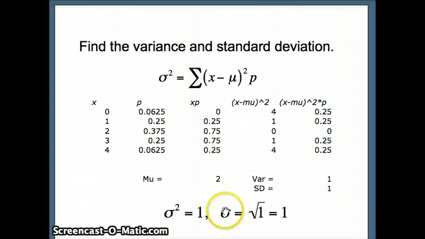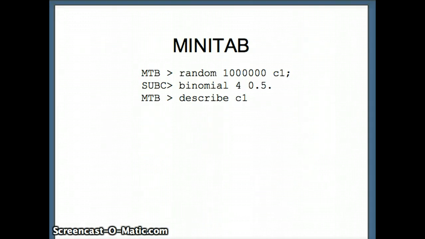So we see that our variance is 1 and our standard deviation is 1 for this example for flipping 4 coins and counting the number of heads. You can check that on Minitab: random 1,000,000 C1, binomial, 4 trials, probability of success on a given trial is 0.5.